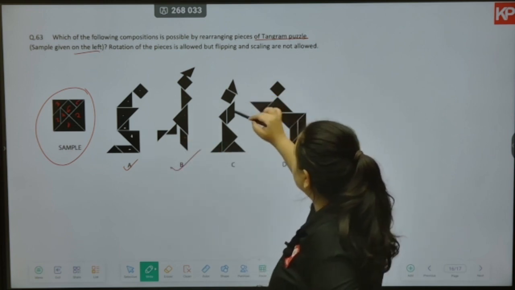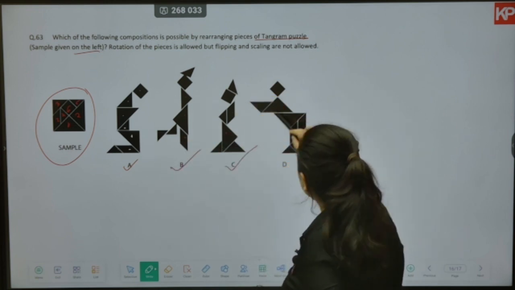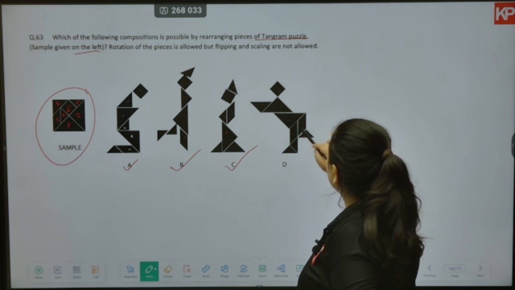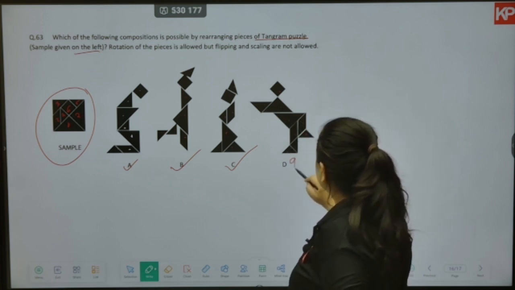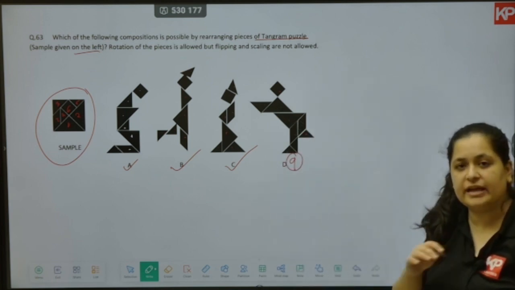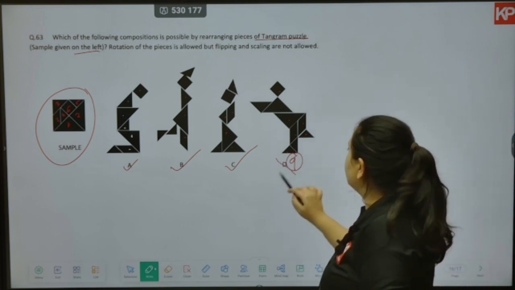Okay. 1, 2, 3, 4, 5, 6, 7. Again, okay. 1, 2, 3, 4, 5, 6, 7, 8, 9. This is giving us 9 shapes, so we can directly eliminate option number D.